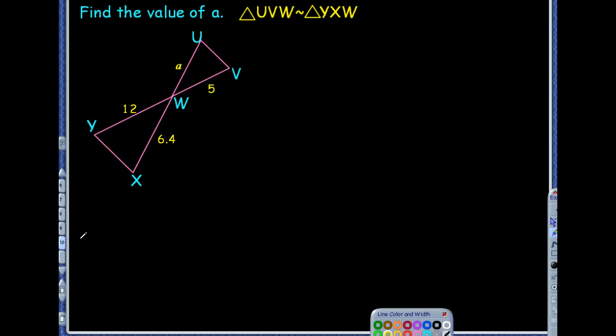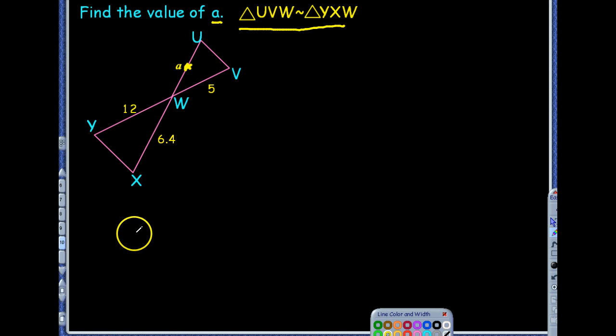All right, we have one question to go. And this time, I'm giving you a similarity statement, which basically means these triangles are similar. So that's going to communicate which corresponding angles are congruent and which corresponding sides are proportional. Right. It says find the value of A. So this is what we're trying to find.